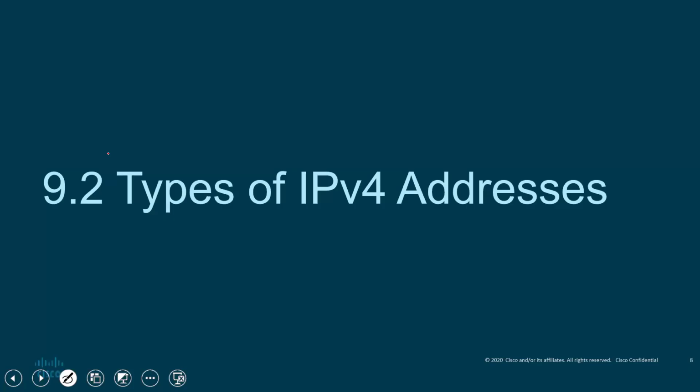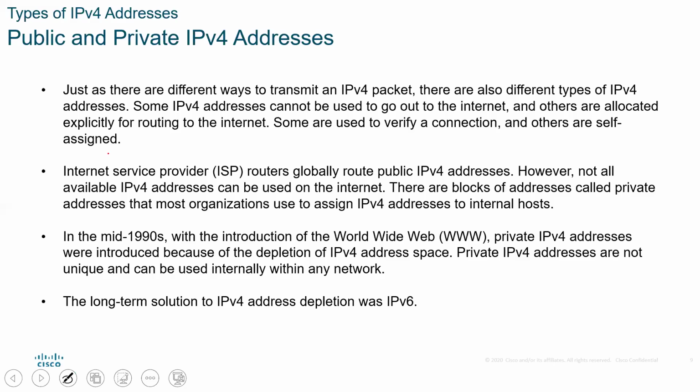Okay. Now, what are the different types of IPv4 addresses? We have what we call the public IP address. We have what we call the private IP address. Okay. What is the main difference between the two? The public IP address is routable over the internet, while the private IP addresses are not routable over the internet.